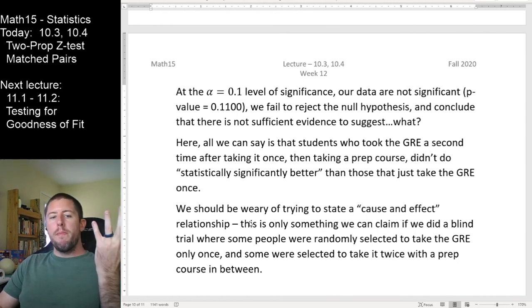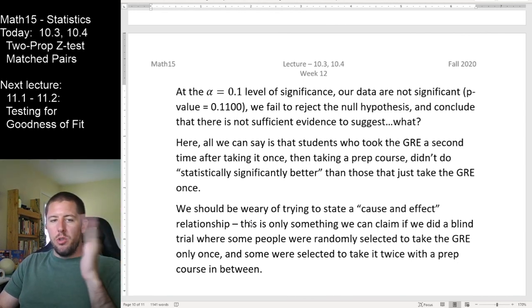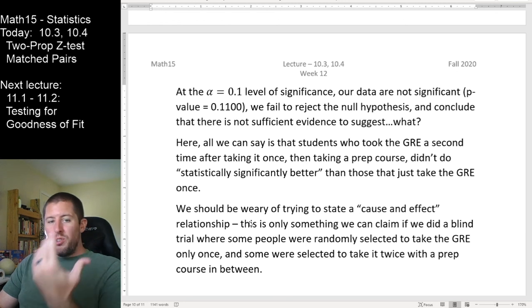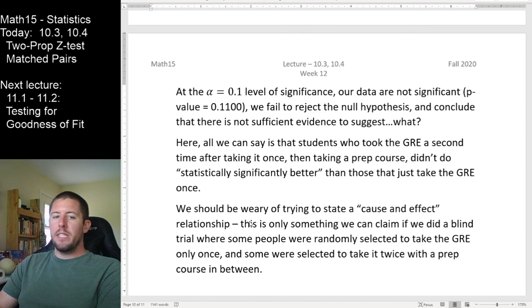We just took a group of people and they all took the GRE the 2 times with the prep course in between. You should certainly realize that there's lots of things like anxiety that are associated with standardized tests. If we did see that there was a big improvement in test scores, it's not necessarily because of the prep course. It might just be because people are more comfortable taking the test at that point.